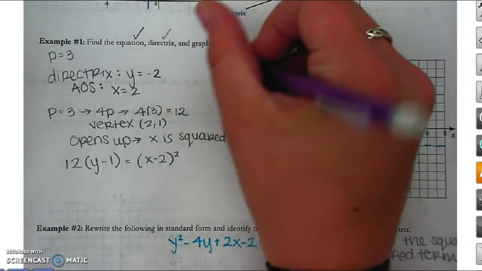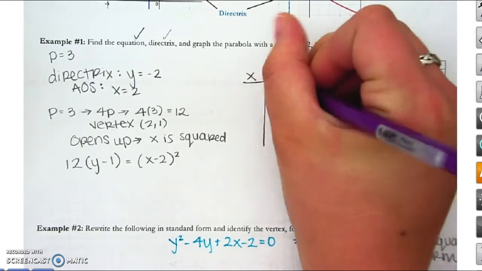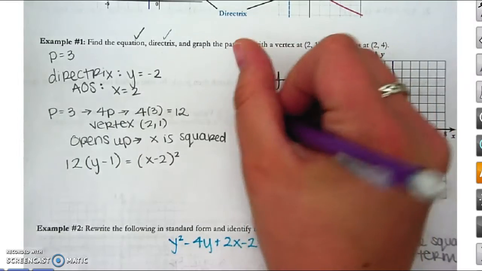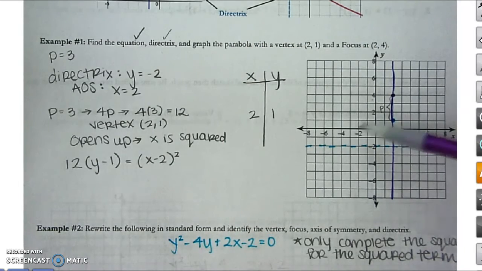So I'm going to go ahead and do that. I'm going to do an X and Y table like we always do. Go ahead and put my vertex. And I usually try to pick a value not right next to it, but maybe a little bit further out, just so that you can get an idea of the way that the parabola looks.